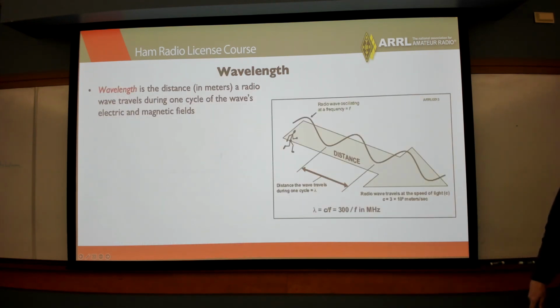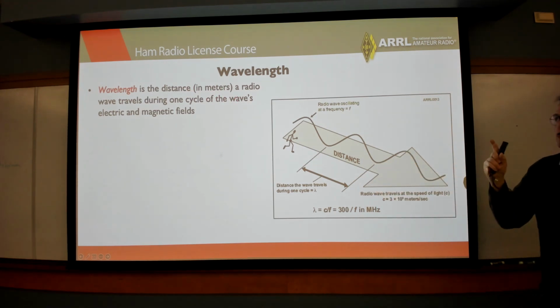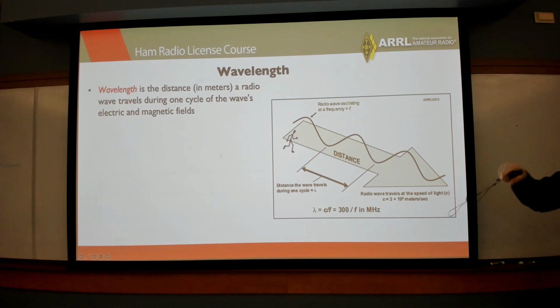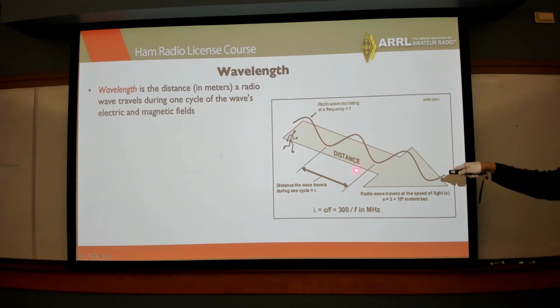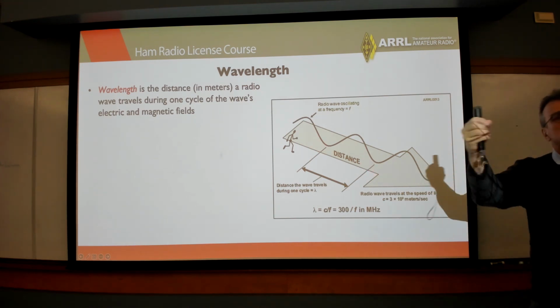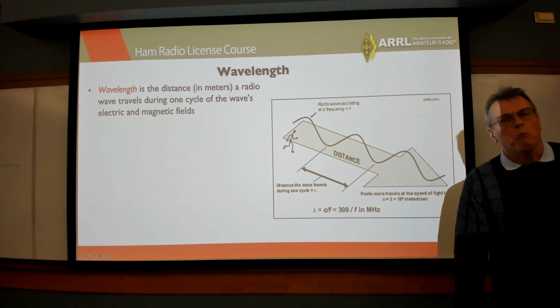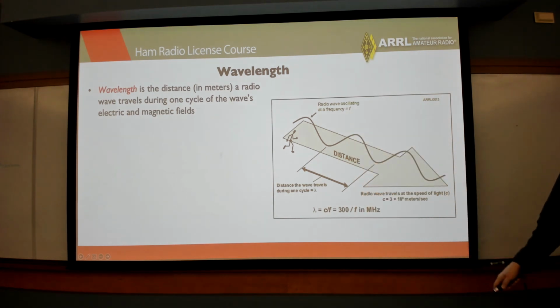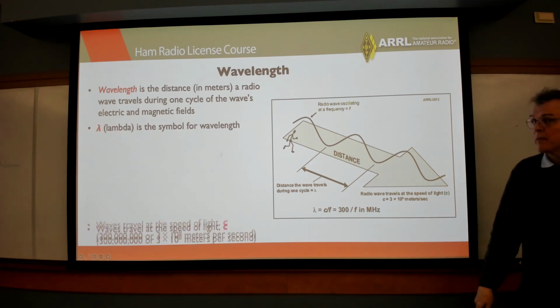Wavelength, we should also talk about. Wavelength is the distance that a radio wave travels during one cycle. So looking at this sinusoid, if I were to think about that radio wave, I could make it visible and I could actually measure the length of a sinusoid that one wave goes through. And so wavelength, we define with a symbol called lambda.